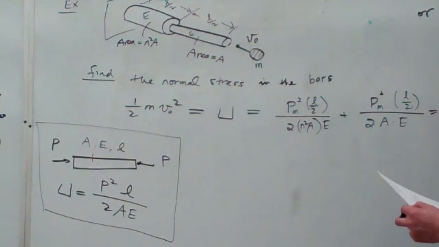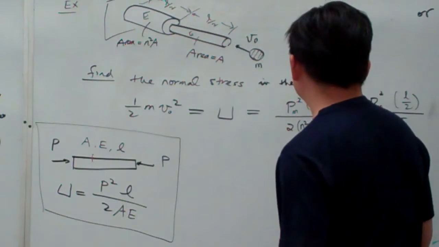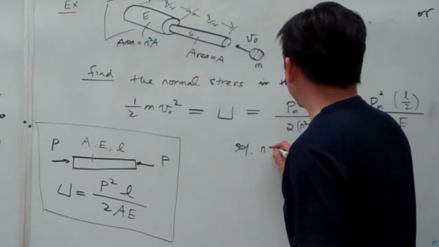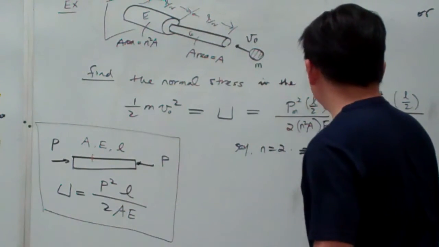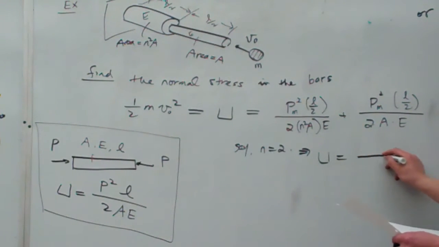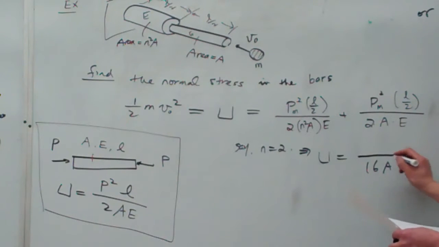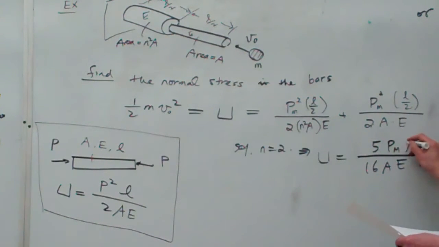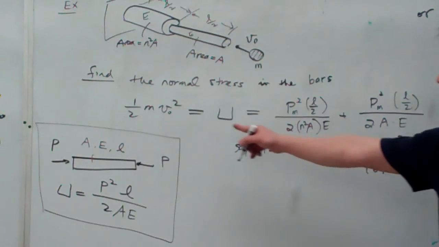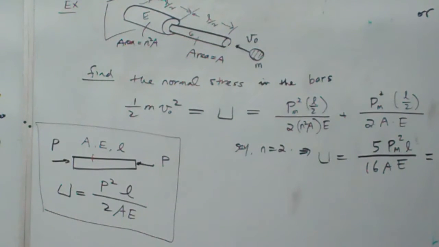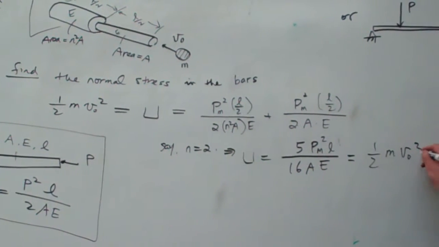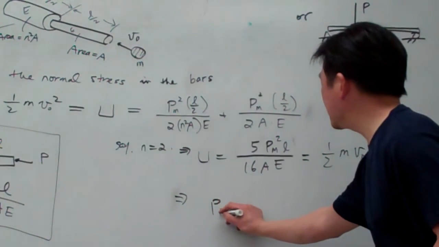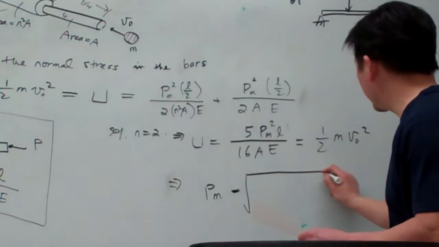And so this one we simplify a little bit. Say when n equals 2, I actually plug in a number here, so the energy expression with P_M squared L over AE is equal to 1/2 M V0 squared. So from here we can calculate first the P_M, which will be equal to this number.